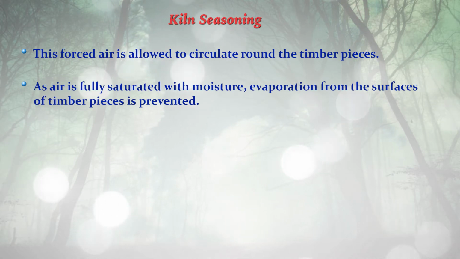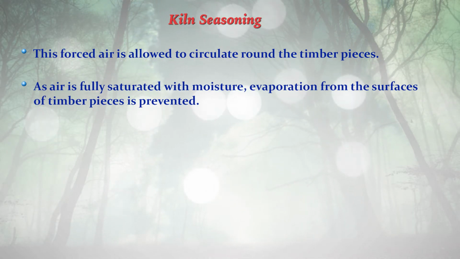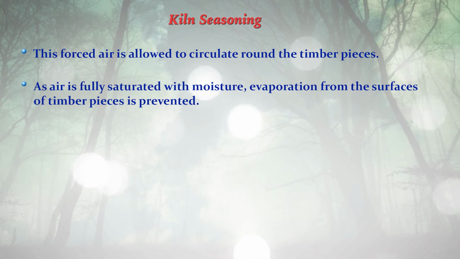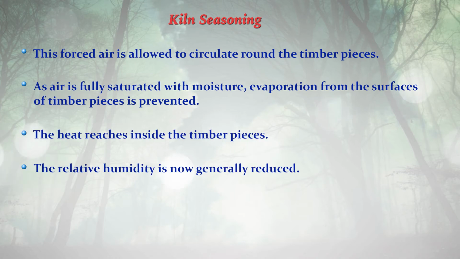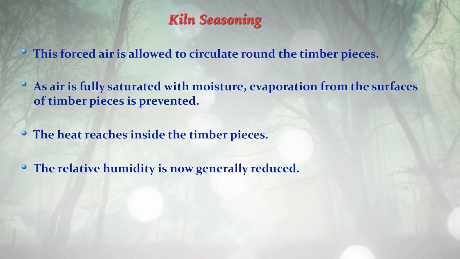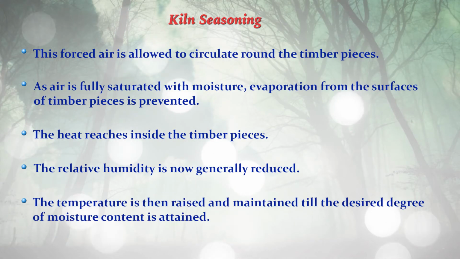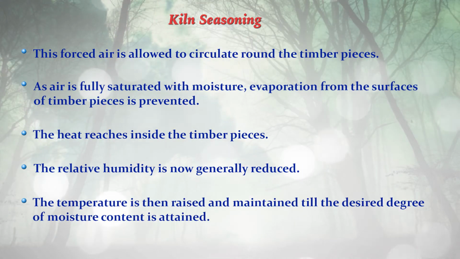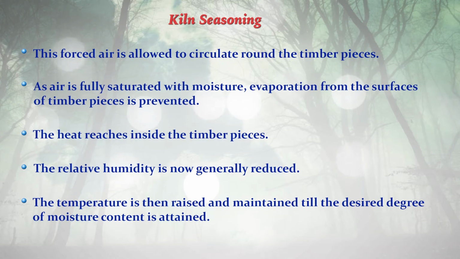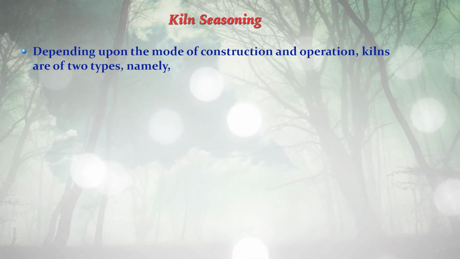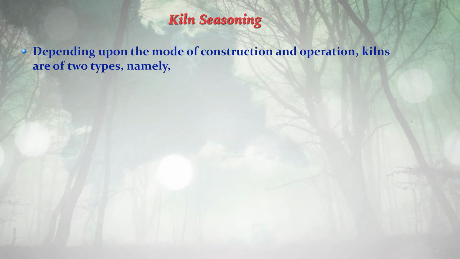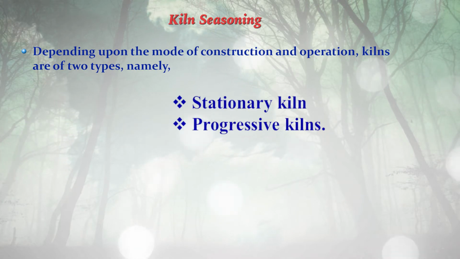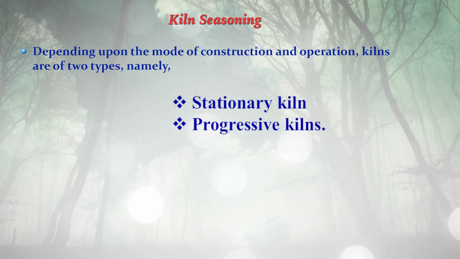As air is fully saturated with moisture, evaporation from the surface of timber pieces is prevented, because this may cause problems. The heat reaches inside the timber pieces. The relative humidity is now generally reduced. The temperature is then raised and maintained till the desired degree of moisture content is attained. Depending upon the mode of construction and operation, kilns are of two types, namely stationary kilns and progressive kilns.